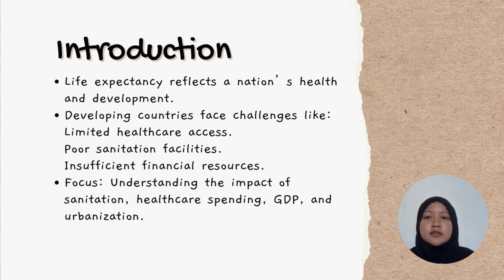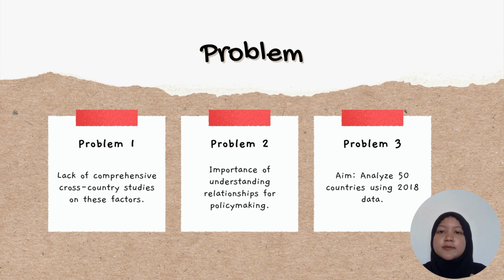Life expectancy is a critical measure of a nation's overall health and development. However, many developing countries face significant challenges, such as limited access to healthcare, inadequate sanitation, and insufficient resources. This study focuses on understanding how these factors, along with GDP and urbanization, impact life expectancy. While there is substantial research on public health, few studies provide a comprehensive cross-country analysis of these factors. Understanding this relationship is crucial for policymakers to allocate resources effectively.